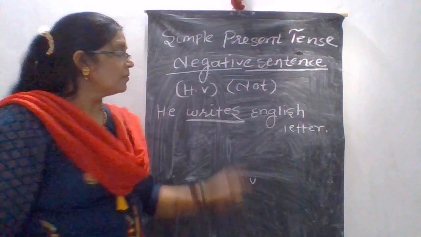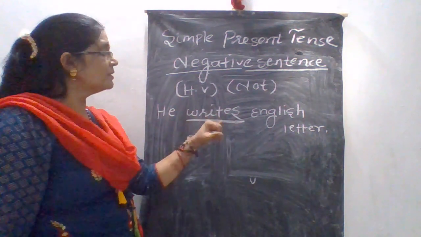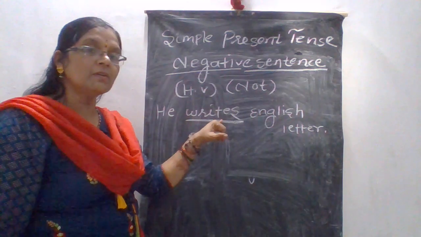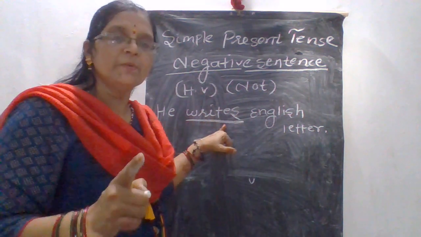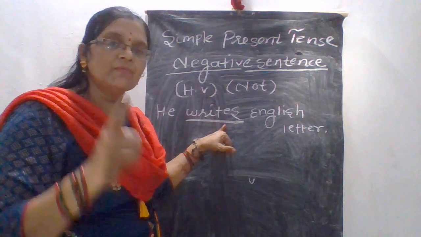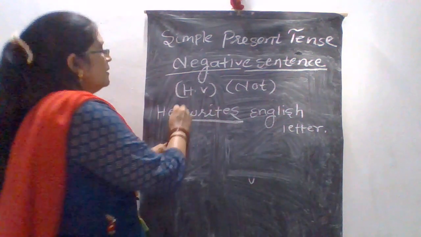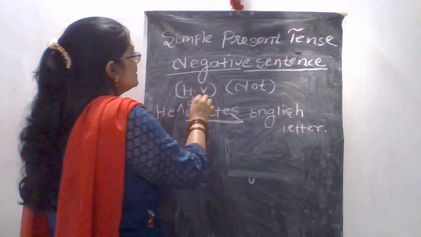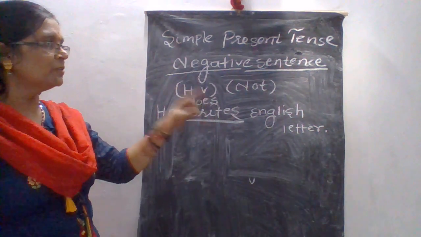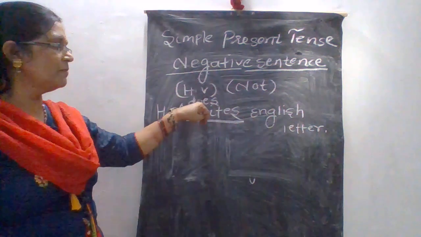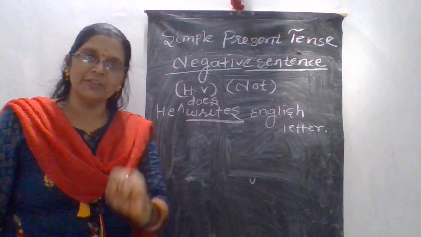Now just keep in mind the trick. Now the trick I am giving you: whenever there is s or es on the verb, then always keep in mind that there is a hidden helping verb, and that hidden helping verb is does. Now we got two things: the helping verb, does, and not is also there. So now we are ready to make a sentence.